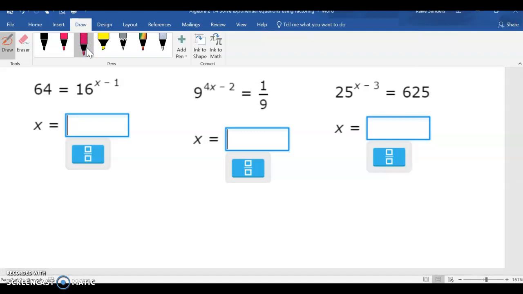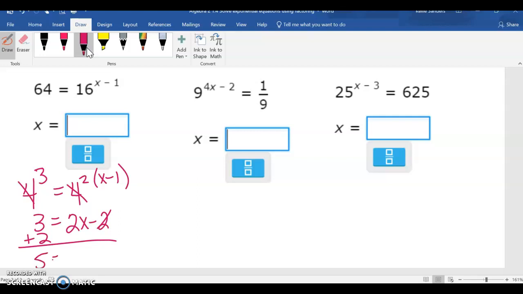You can either use a base 4, because 4 times 4 is 16, and 4 times 4 times 4 is 64, or you can use a base 2. Most of y'all would probably do base 4. So 4 to the third is 64. 4 to the second is 16. X minus 1 is still up there. Distribute the 2. Add the 2. Divide by 2. X equals 5 over 2.